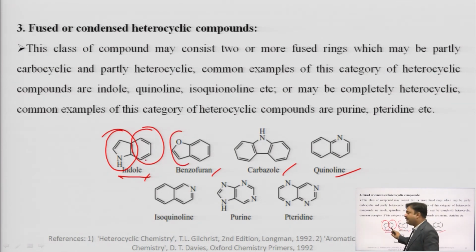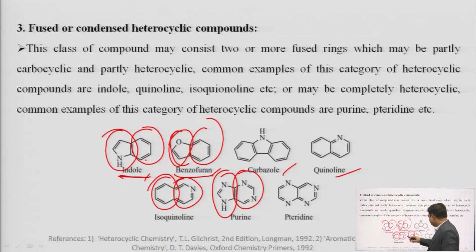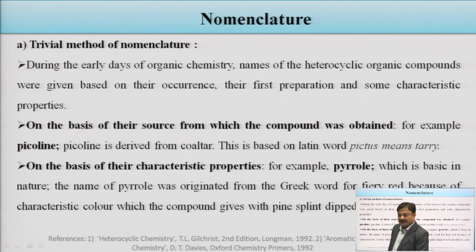Pyrrole, when fused with the benzene ring, indole will be formed. When furan is fused with the benzene ring, we will get benzofuran. Likewise, here you can see benzene fused with the pyridine. Again, you can see imidazole is fused with the pyrimidine. So, these are all the examples of fused rings.